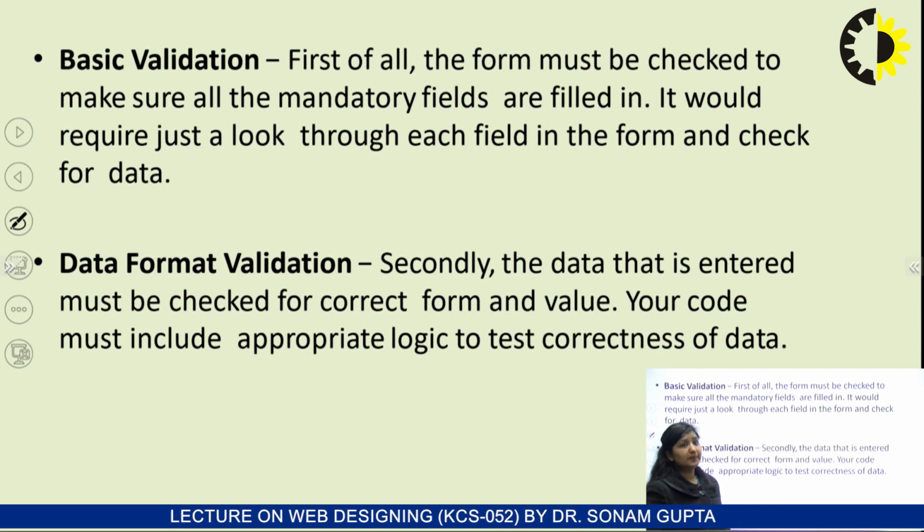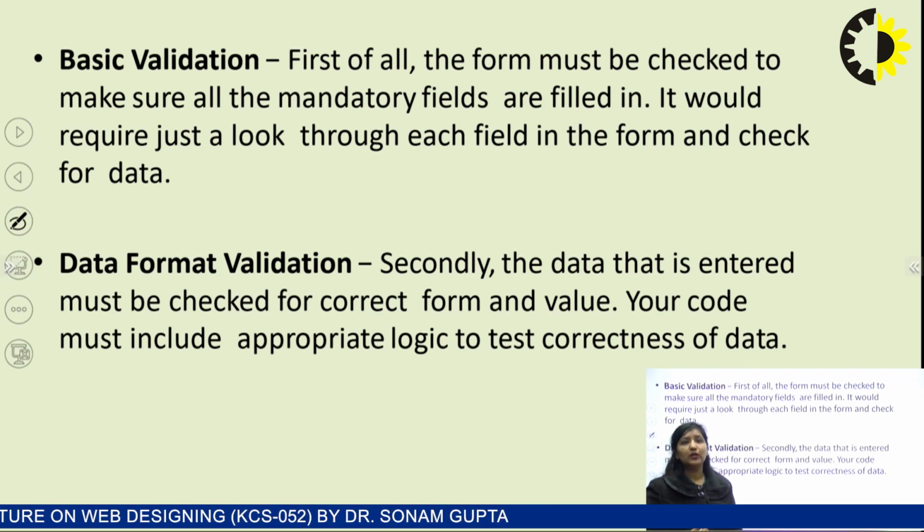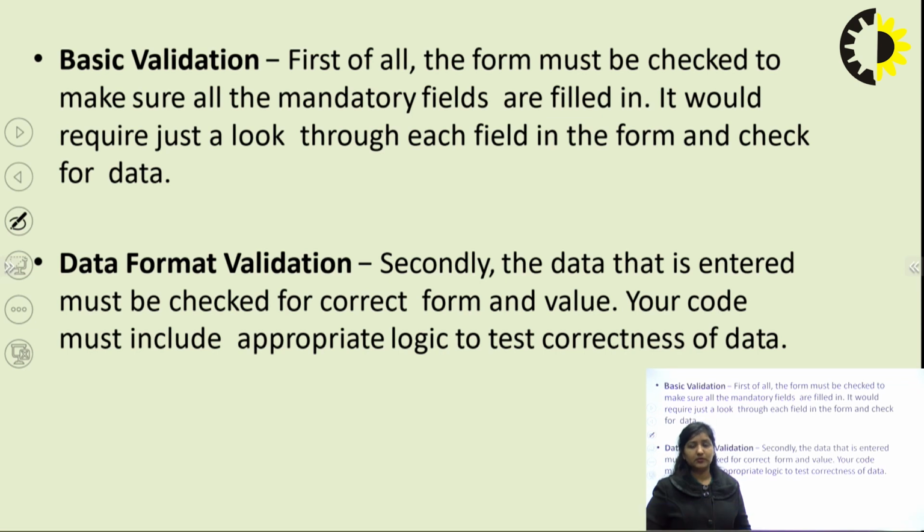First comes the basic validation. Basic validation means we check whether all the mandatory fields are filled in or not. We need to loop through each of the fields and then check the data. Like if I have a form which consists of, suppose, 10 text boxes, I have to check that all the required text boxes have been filled, like name, university roll number. These are the basic things which are required. So for this, basic validation is required.